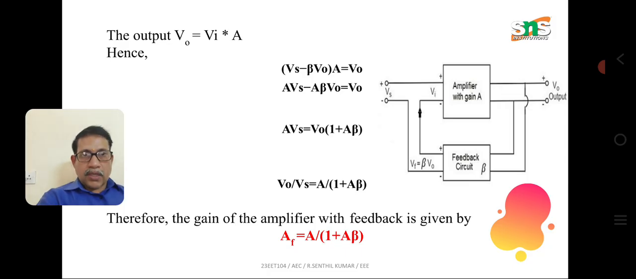Since the gain is nothing but the output voltage by the input voltage, here it is the output voltage V naught by the overall input voltage Vs. Therefore the gain V naught by Vs is nothing but A divided by 1 plus A beta. The overall gain of the feedback amplifier, that is with the feedback element, is given as AF equal to A divided by 1 plus A beta. This is mentioned in red color bold. The gain of the feedback amplifier with feedback is nothing but A divided by 1 plus A beta.